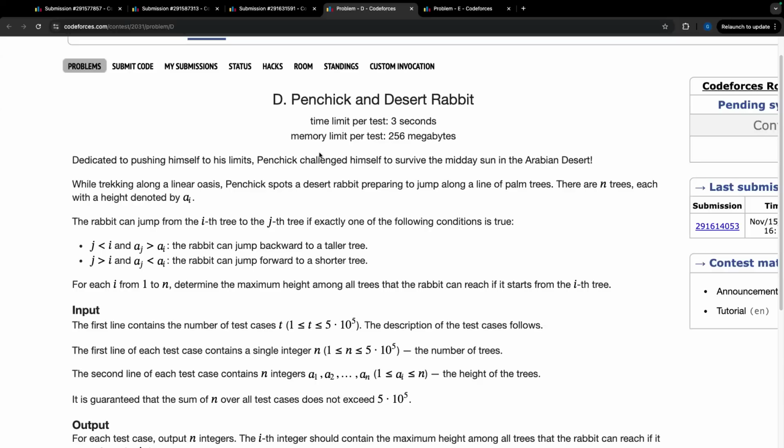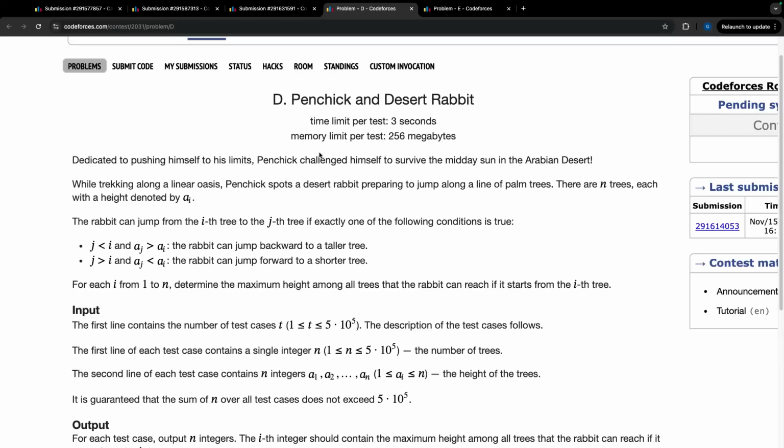What does the problem say? Dedicating to push himself to the limits, Penchick challenged himself to survive the midday sun in the Arabian desert. While trekking along a linear oasis, Penchick spots a desert rabbit preparing to jump along the line of palm trees. There are n trees, each one has a height a_i. The rabbit can jump from the ith tree to the jth tree if exactly one of the following conditions is true: you can go backwards to a taller tree, or you can go forwards to a smaller tree.